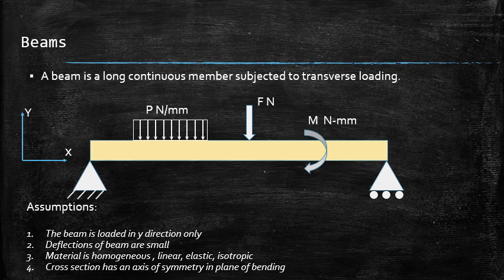Apart from these assumptions, there are certain assumptions like there will not be any axial loading in the beam. Also the effect of torsion will not be there. So before proceeding, we should make these assumptions clear. Now you are viewing a beam which is subjected to a uniformly distributed load, a concentrated force and a pure moment.